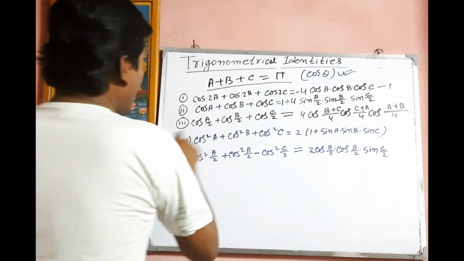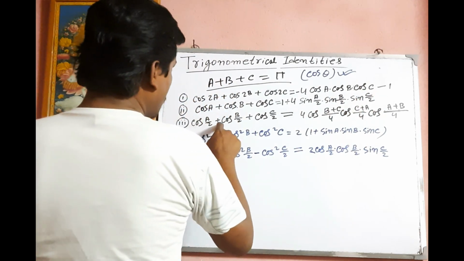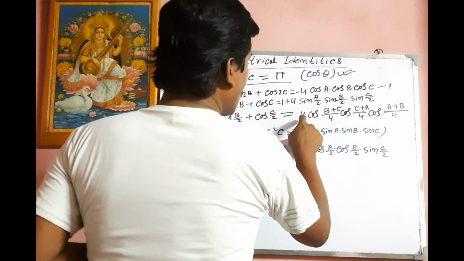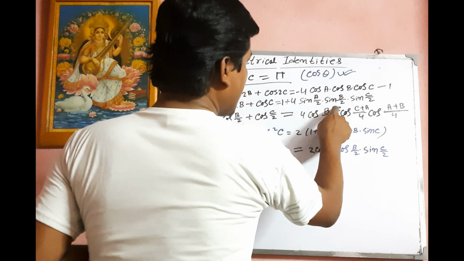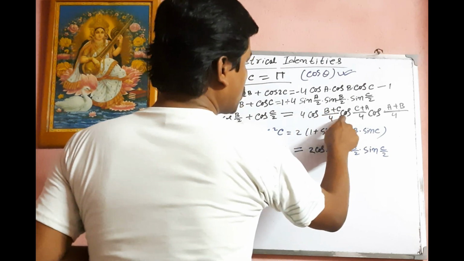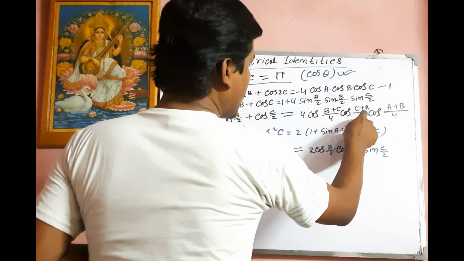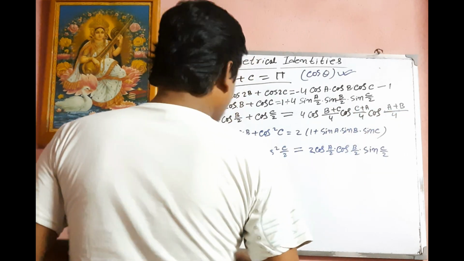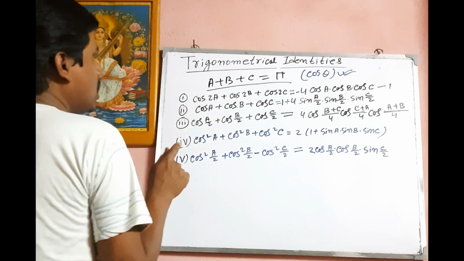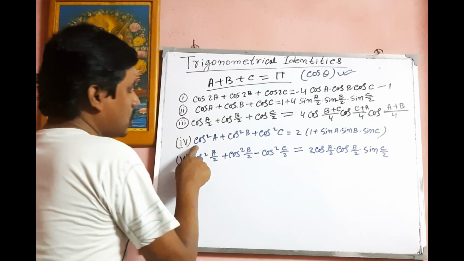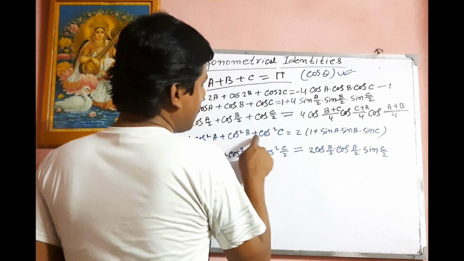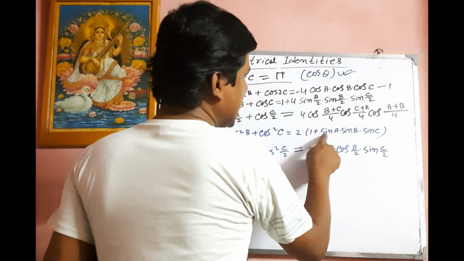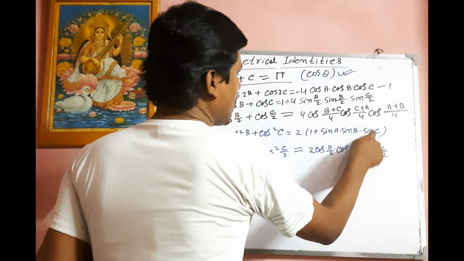And the third formula is cos of a by 2 plus cos of b by 2 plus cos of c by 2 is equal to 4 times cos of (b plus c) by 4 multiplied by cos of (c plus a) by 4 multiplied by cos of (a plus b) by 4. And now the fourth identity of cos theta type is cos square a plus cos square b plus cos square c is equal to 2 times (1 plus sin a into sin b into sin c).